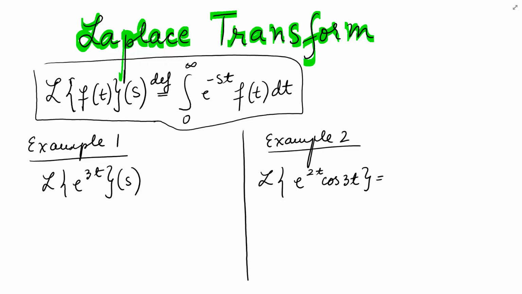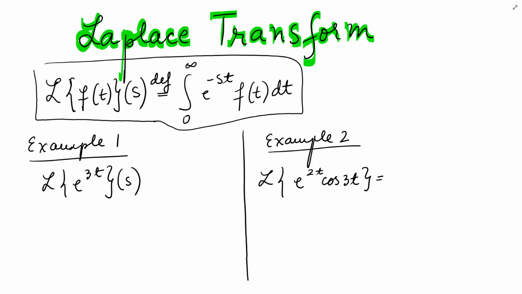In this video, we are going to find the Laplace transform of two functions using the definition. The definition is: the Laplace transform applied to a function of t is defined to be the definite integral from 0 to infinity of e to the negative st times f of t dt, which is an improper integral because one of the limits is infinity.